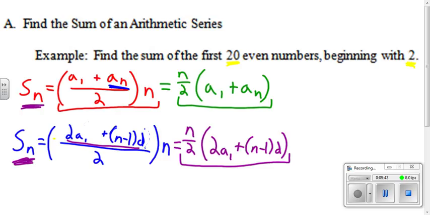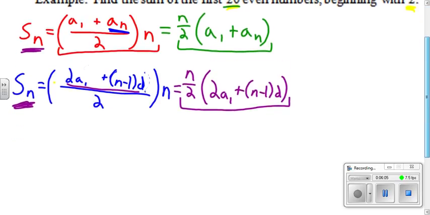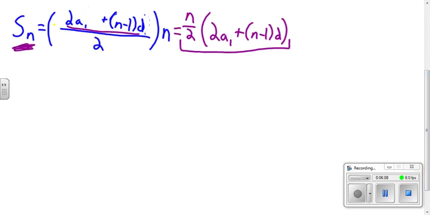We just know that we begin with 2, and it's every even number. So again, 2, 4, 6, 8. So we know our common difference is going to be 2, because it changes by 2 each time. And we want n equals 20, because we want the first 20 of them. All right, with this in mind, let's go ahead and plug things into this version of the formula.